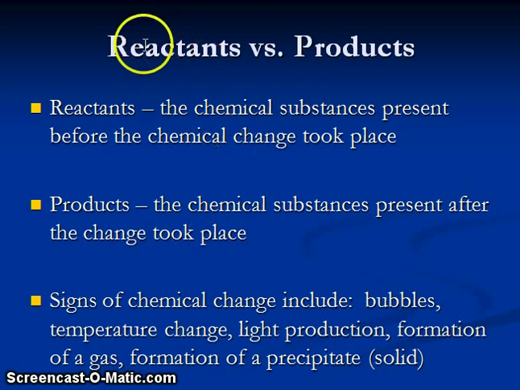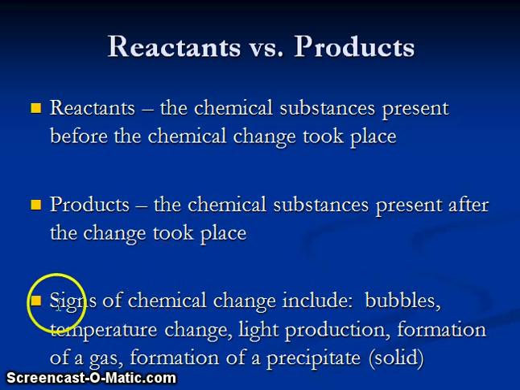Let's review the difference between reactants and products in a chemical change process. Reactants are the chemical substances present before the chemical reaction takes place, whereas products are the chemical substances which are being produced after the change.